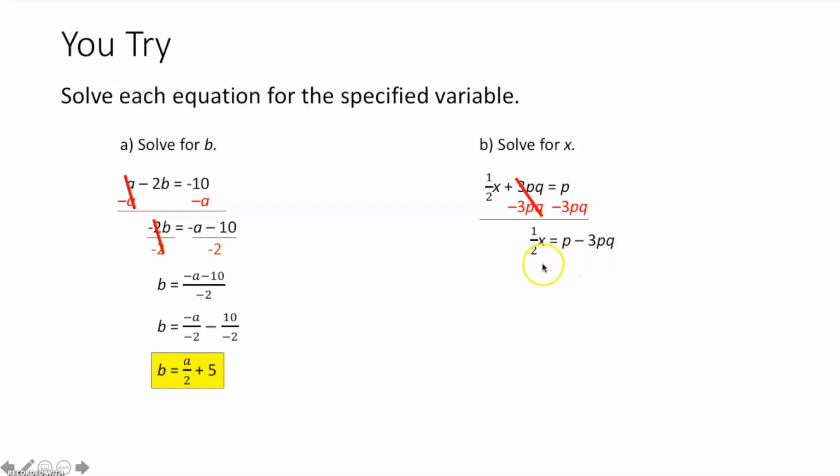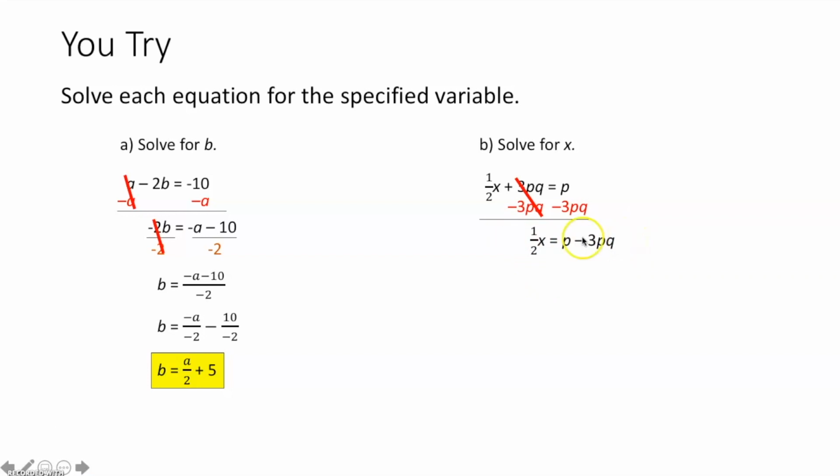Now what I can do is get x by itself by getting rid of this fraction. How do I get rid of this fraction? Usually it's 1/2 times x, so I would divide by 1/2. But dividing by a half, dividing by a fraction, is the same as multiplying by its reciprocal, right? So you could technically multiply both sides by 2, or 2 over 1.